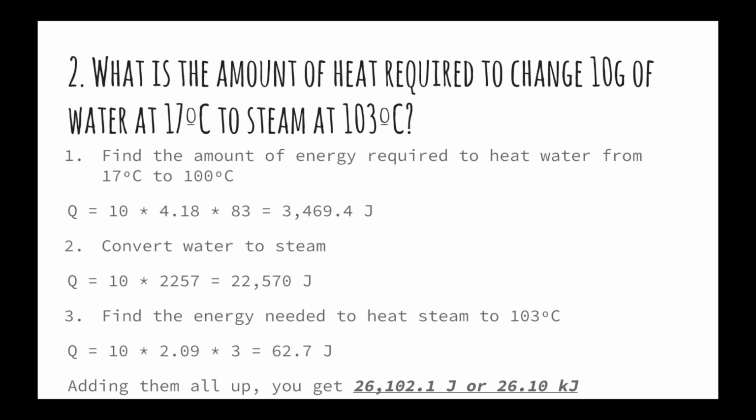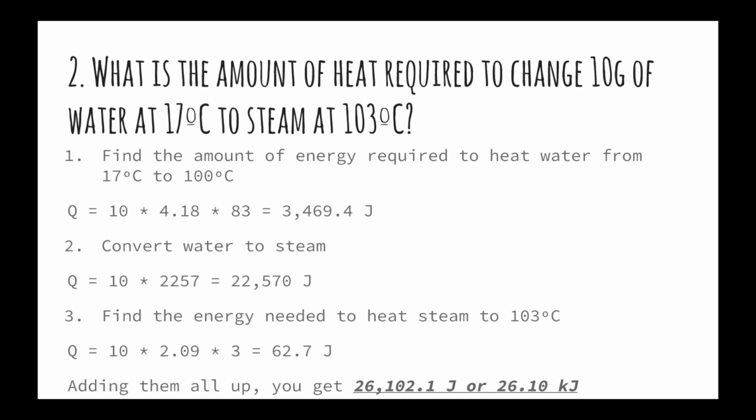Practice problem number 2. What is the amount of heat required to change 10 grams of water at 17 degrees Celsius to steam at 103 degrees Celsius? Step 1. We must find the amount of energy required to heat water from 17 degrees Celsius to 100 degrees Celsius. And we do this by using Q is equal to mcΔT. Q is equal to 10, the mass of water, times 4.18, the specific heat of water, times 83, or the change in temperature. This is equal to 3,469.4 joules.